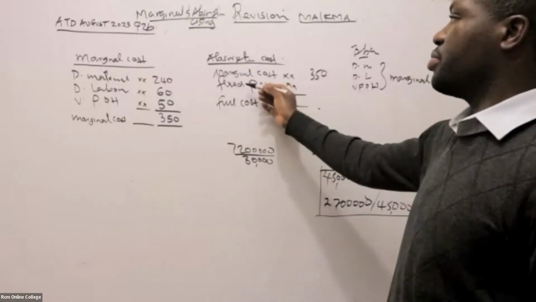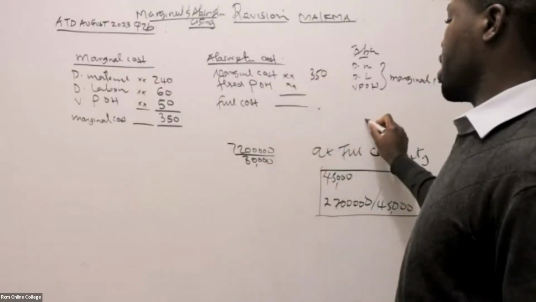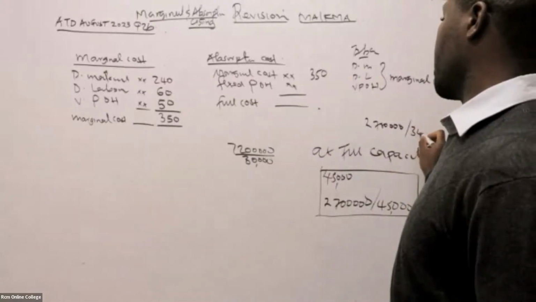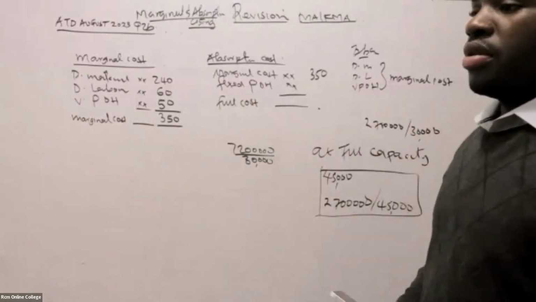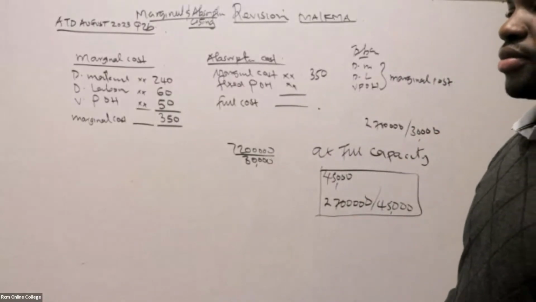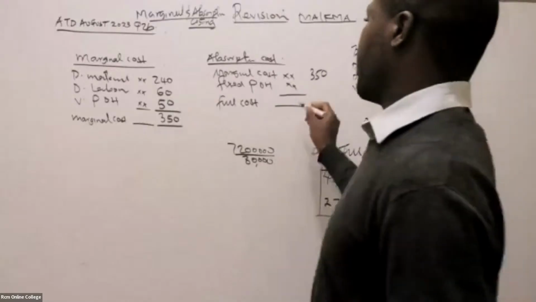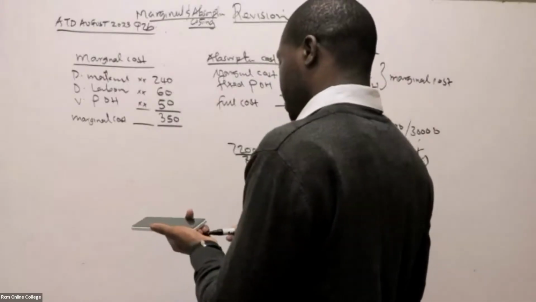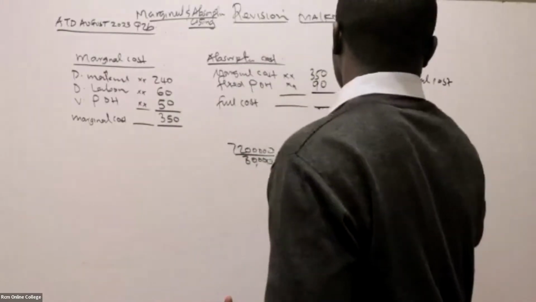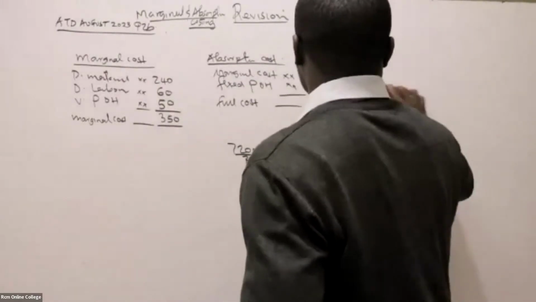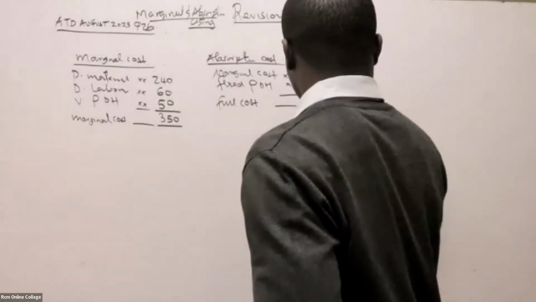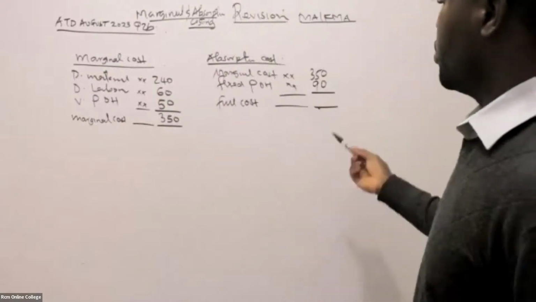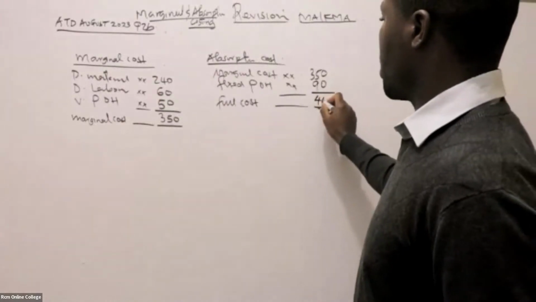So what is the fixed production cost per unit? We take the 2,700,000 and divide by the 30,000 units. So what are you getting? It will give us 90. So when you add the two, what are you getting? When you add the two, we'll be having 440.